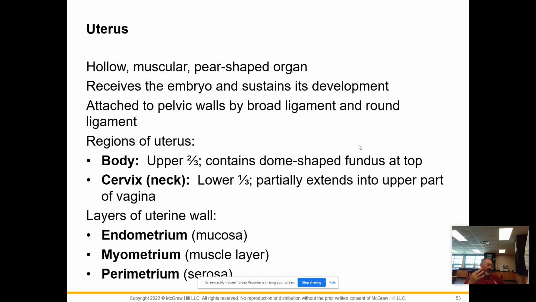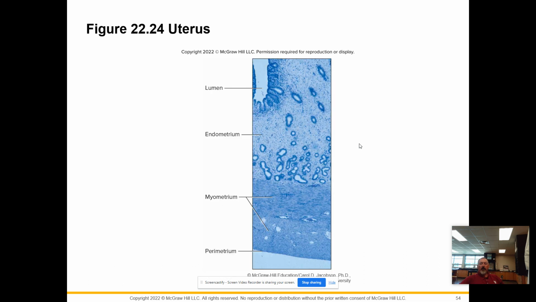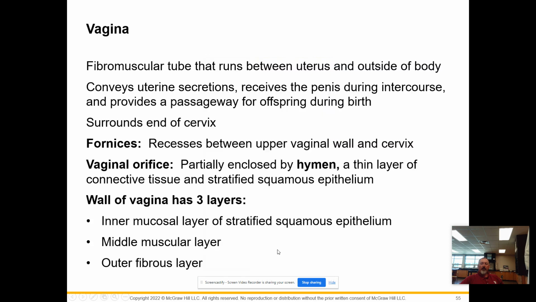There's three different layers of the uterus. You're going to have the endometrium, that is the innermost. This is what is going to be shed each month through menstruation. You have the myometrium, that's going to be the muscular part, and it's going to be heavily used in childbirth. And also the perimetrium, which is the outside layer of this. So this is showing the opening, the lumen. We can see the endometrium, myometrium, and perimetrium.